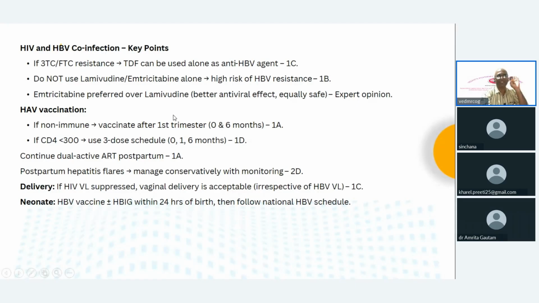Okay, so a hepatitis B patient is to be screened for other viral infections also, like hepatitis A, C and E. If she is not immune, then we'll give hepatitis A vaccination, either 2 doses or 3 doses. 3 doses will be given if the CD4 count is less than 300. Continue dual active ART postpartum also. Postpartum hepatitis flares are managed conservatively with monitoring.